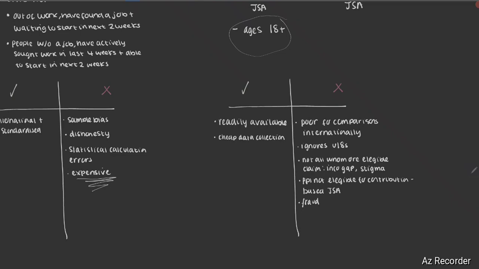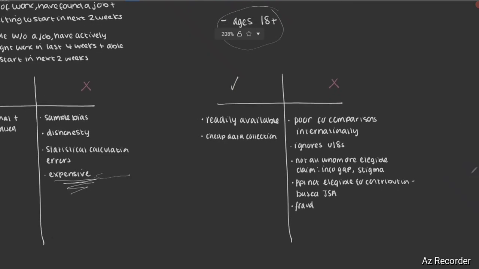The benefit of this measure is that it's readily available and there's cheap data collection compared to the ILO, which is quite expensive, as we mentioned before. However, there are drawbacks, which is that it's poor for international comparisons. This is because between different countries there'll be different criteria for who's eligible to claim JSA. If we're comparing based off different criteria, then we're going to have an inaccurate outlook and a poor basis for comparison.